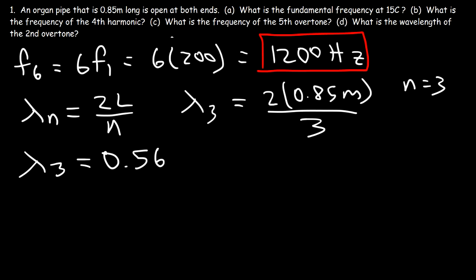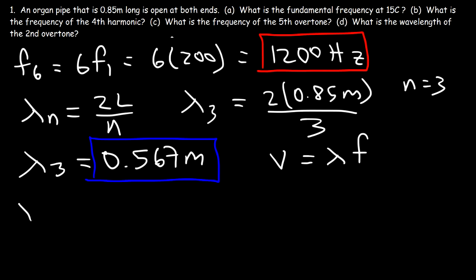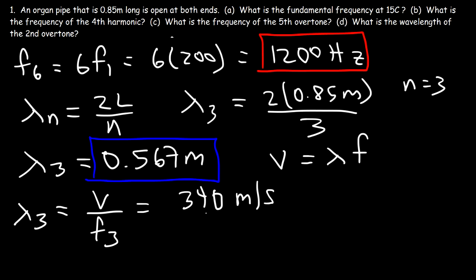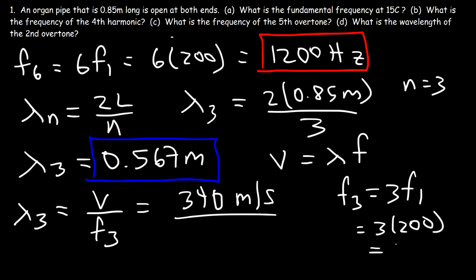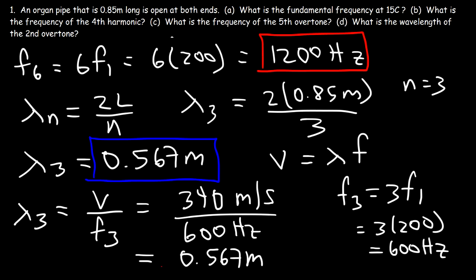Now there's another way in which you can get the same answer. Now keep in mind that the speed is the wavelength times the frequency. So if we want to find the wavelength of the third harmonic, it's going to be the speed divided by the frequency of the third harmonic. So the speed at 15 degrees Celsius is 340 meters per second. And the frequency of the third harmonic, it's going to be 3 times the fundamental frequency, or 3 times 200, which is 600 hertz. So we need to put that here. So 340 divided by 600 will give us the same answer of 0.567 meters. So now you have two ways in which you can calculate the wavelength of a certain harmonic.